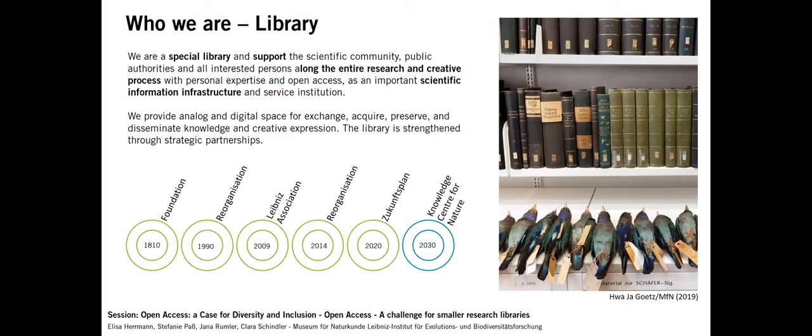Our library is actually very close to the history of the museum. The museum, as well as the libraries, were founded in 1810. We did a lot of reorganization processes. The first one was in 1990, due to the reunification of Germany. We were still part of the Humboldt University in Berlin, and the library was part of the branch system.